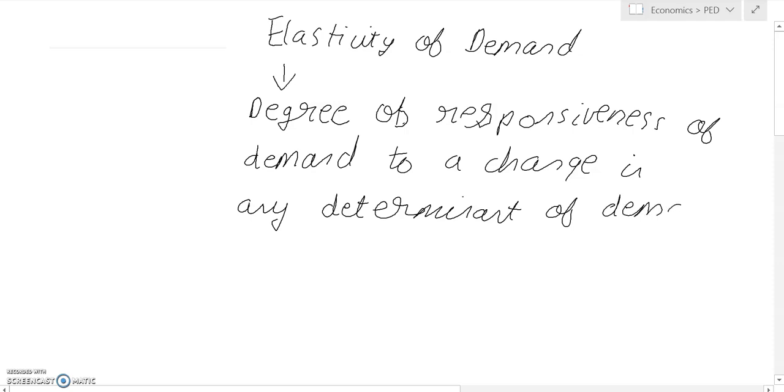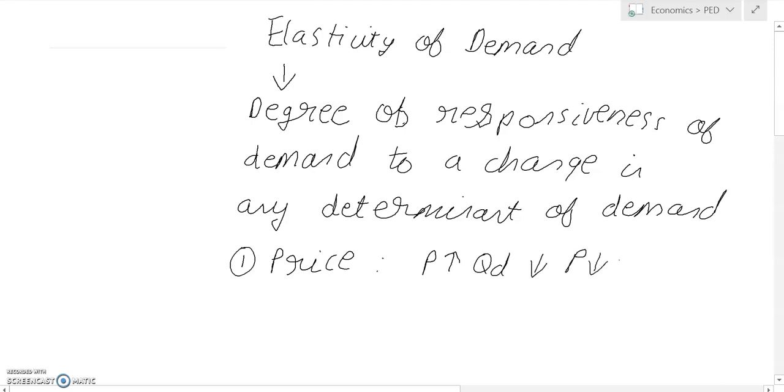So when you think about the determinants of demand, you have price. The law of demand tells us that as price rises, quantity demanded falls, and when price falls, quantity demanded rises. There is an inverse relationship between price and quantity demanded. However, for what we would think of as normal goods, when income of a consumer increases, demand increases.